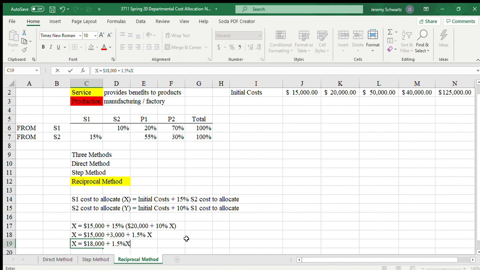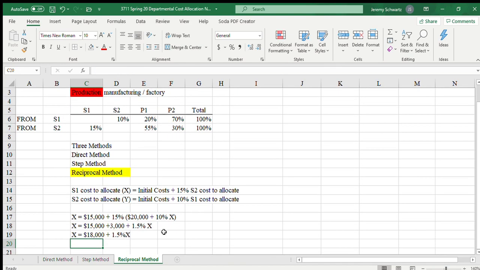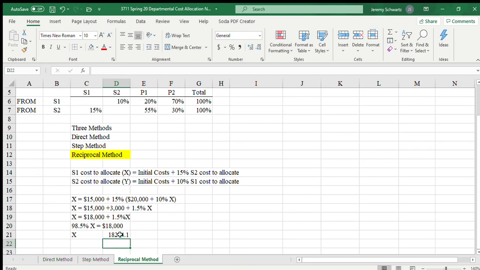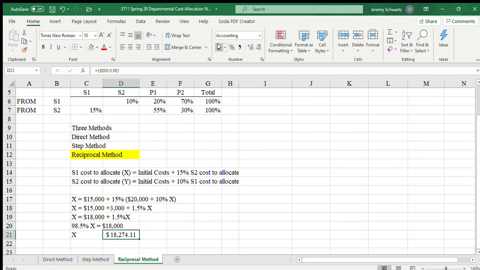1.5% X. Now note that the term in front of the X here on the left-hand side is a 1, so we would have 1 minus 1.5%, or 98.5% X equals 18,000, or X would equal 18,000 divided by 0.985. So the cost to allocate for S1 would be 18,274 and change.